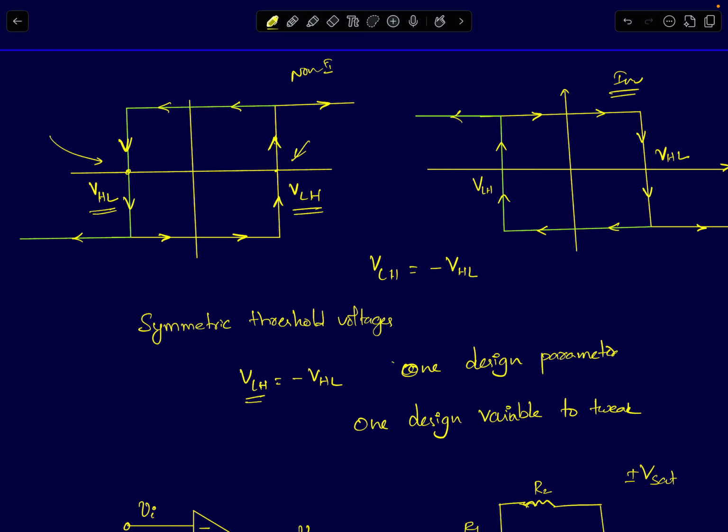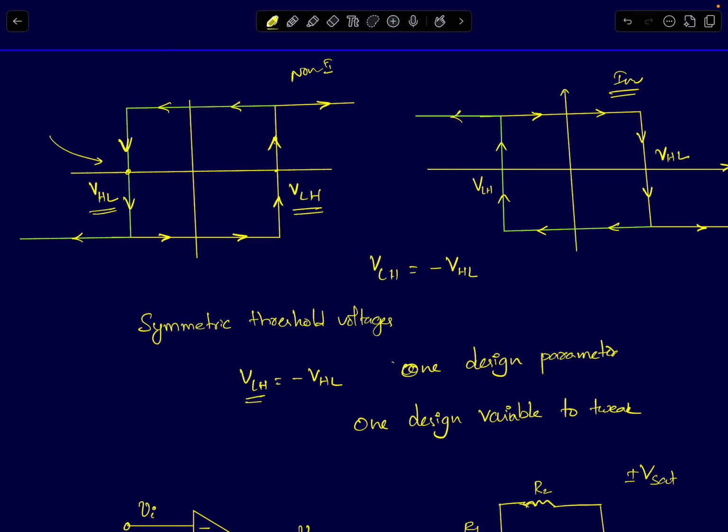First I'll start with a simpler case of symmetric threshold voltages. Before I start the discussion, in this lecture I'm mainly going to stick with Schmidt triggers that operate on dual supplies. If they operate on dual supplies, then the output can go to plus VSAT and minus VSAT. So that being said, I'll start with the discussion.